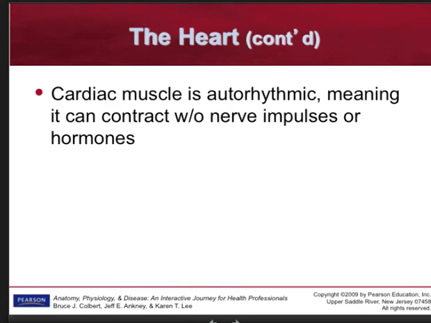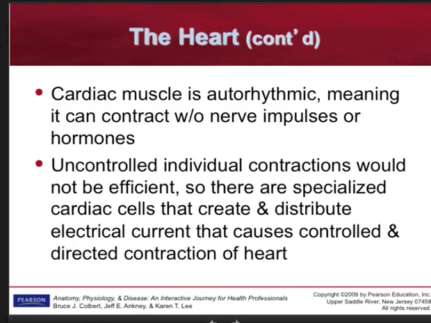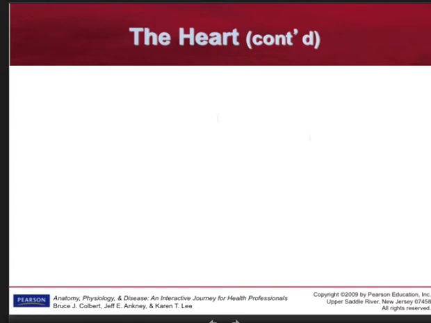The cardiac muscle is autorhythmic, which means that it beats all on its own. It's usually in conjunction with signals that are received from hormones or from nerve impulses, but it can basically beat to its own drummer. Uncontrolled individual contractions wouldn't be efficient, and so we have specialized cardiac cells called conducting cells that create and distribute the electrical current that causes the controlled and directed contraction of the heart.